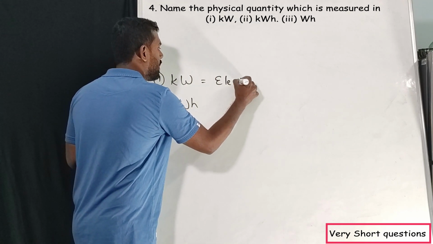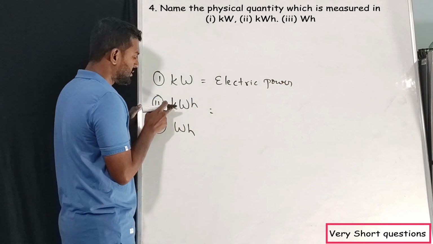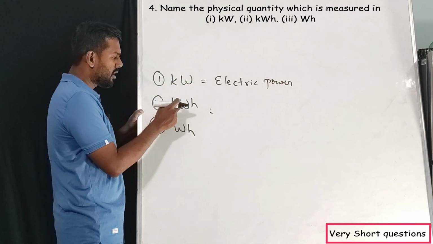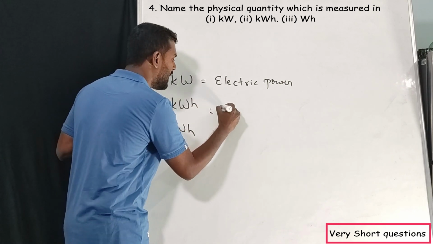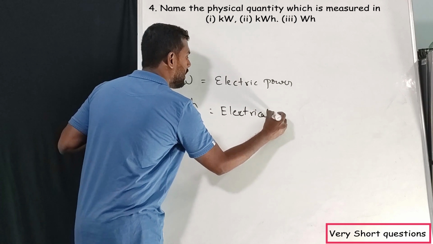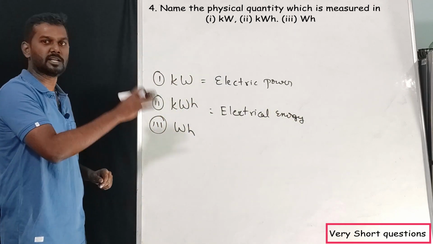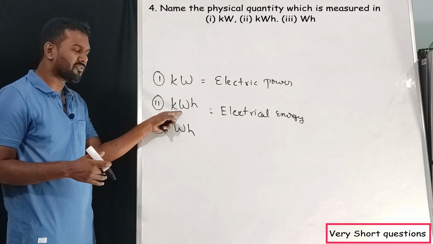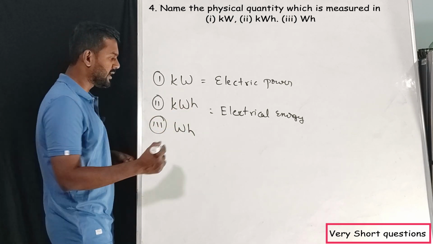Okay, electric power. Don't worry about K. K means 1000. Watt hour. Power into time is nothing but the electrical energy. Electrical energy. If only watt is there, that means that is power, electrical power. Along with watt, if the time unit is there, watt hour, it is electrical energy.